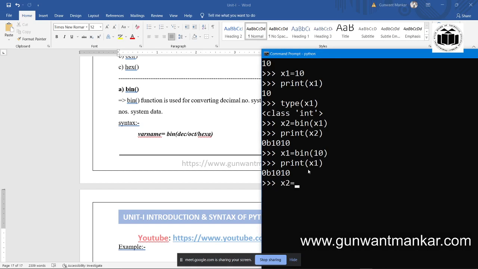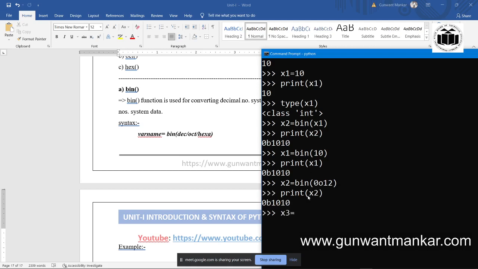Now x2 is equal to bin of, I want to convert the octal number to the binary number system. So what is the prefix? 0 capital O or 0 small o, either one. That is the prefix. Now the octal number is 12. Now it gets converted into binary. The binary number is the same, 1010, right?